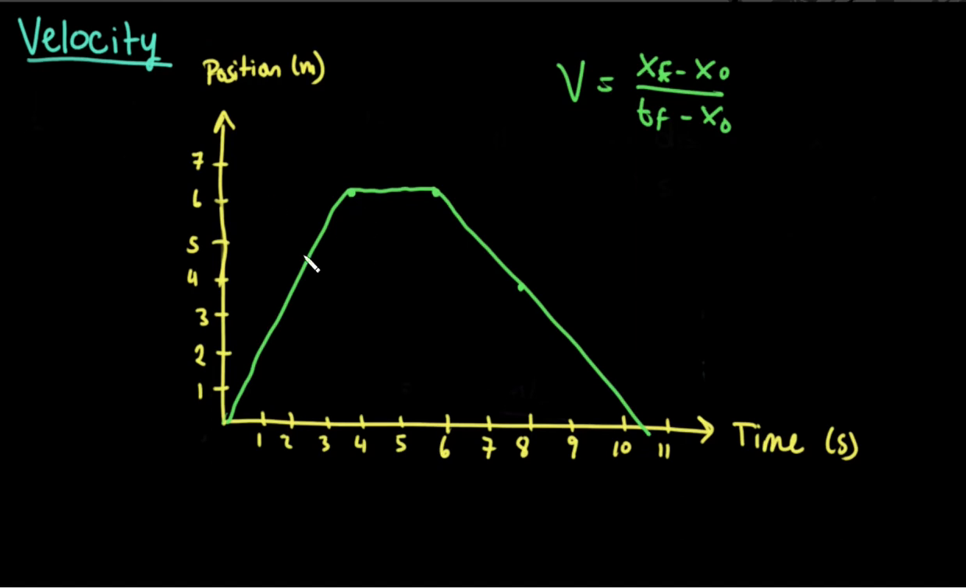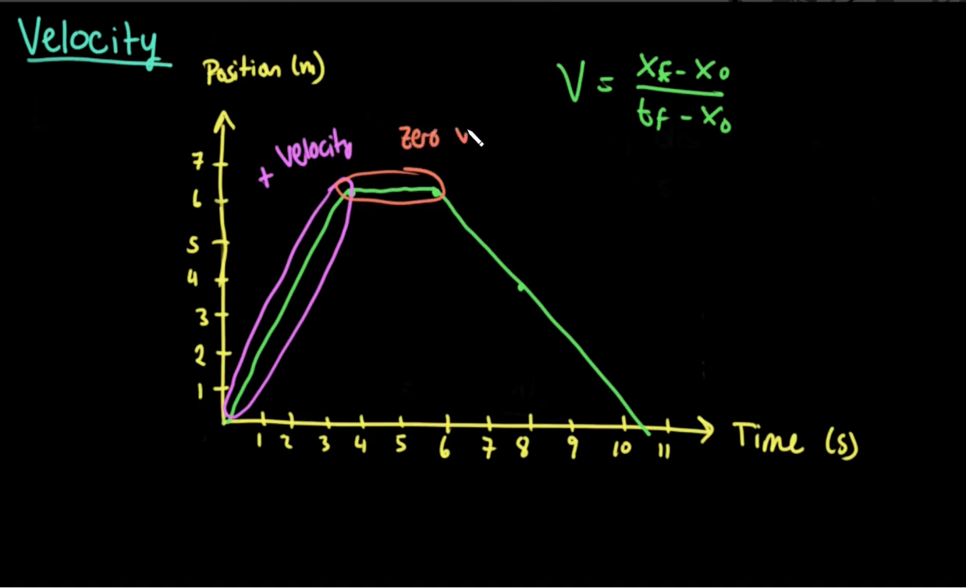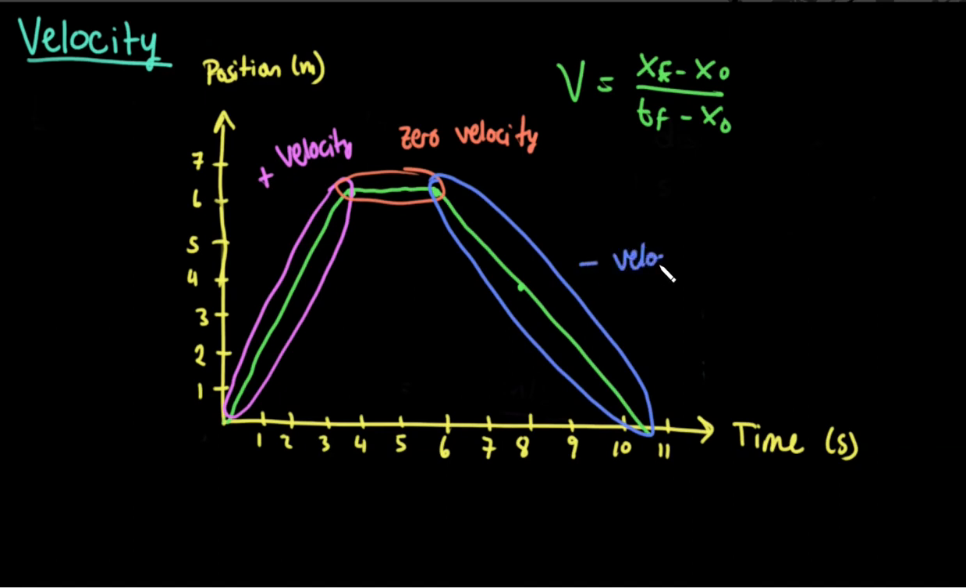So if we were to just look at this sloped line right here, we would say that this is a positive velocity because it has a positive slope. We would say that this here means that there is zero velocity because it's not moving. So we can't measure how fast something's moving if it's not moving. And then finally, this downward slope would have a negative velocity.